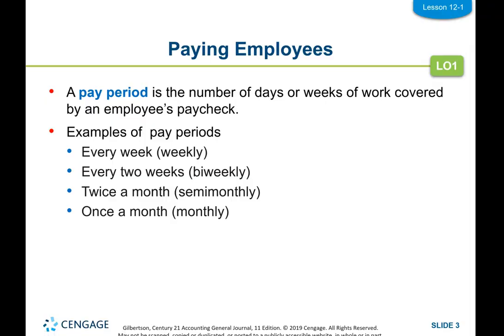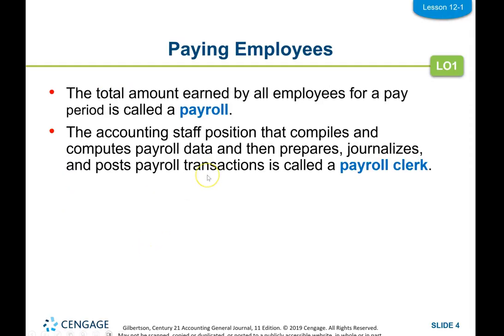The pay period is the number of days or weeks of work covered by an employee's paycheck. So again, you could have weekly, bi-weekly, semi-monthly, or monthly, or maybe even some weird pay structure. If you're a professional athlete, I think you get paid via game checks. Your salary is divided up into the total number of games that season, and you're paid per game.